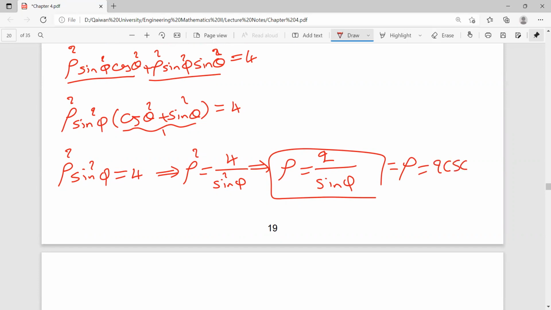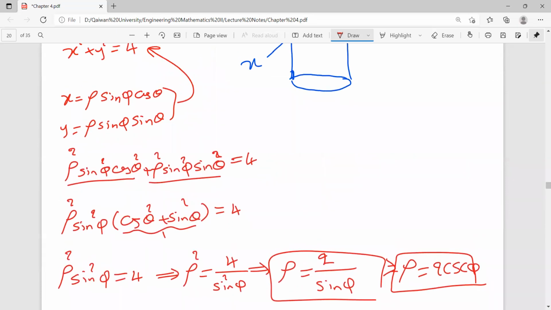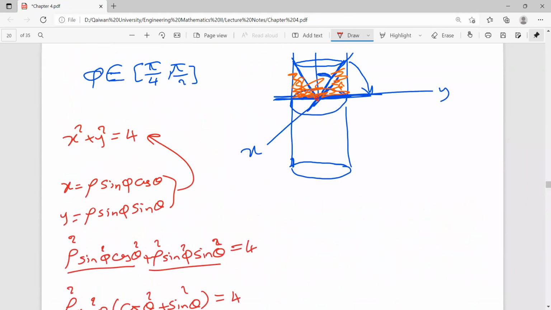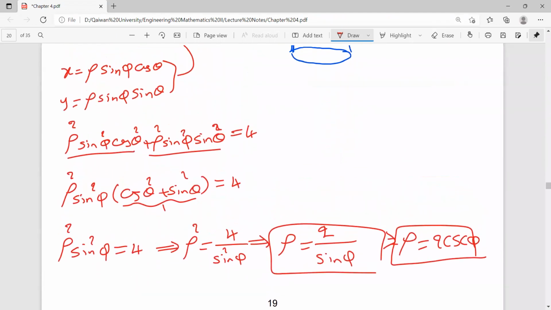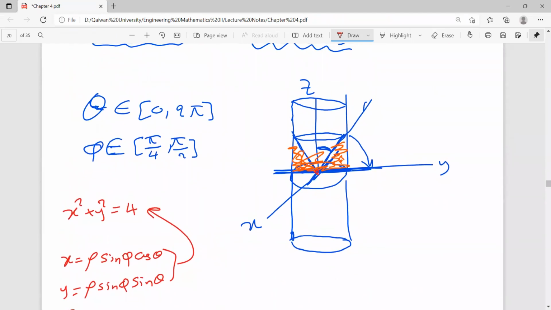2 cosecant of phi. This is rho. That means rho is from 0 to 2 over sine phi. Now I'm going to clean this one. Well, let's leave this. Let's have this one here. And rho belongs to 0 to 2 cosecant of phi. Now we have all the lower and upper limits.